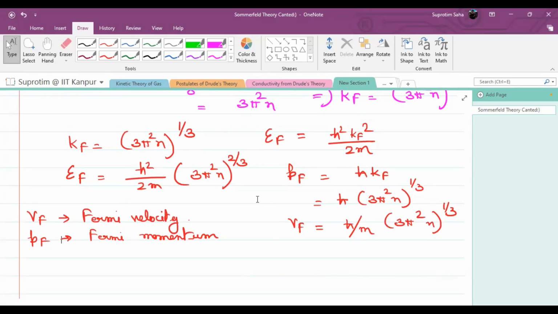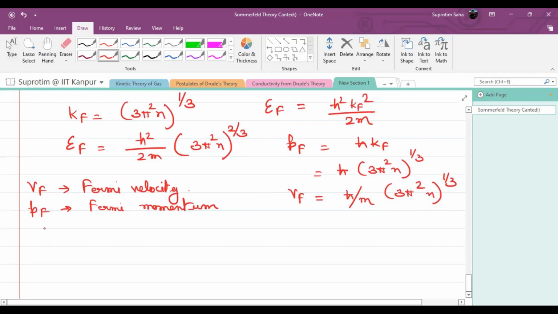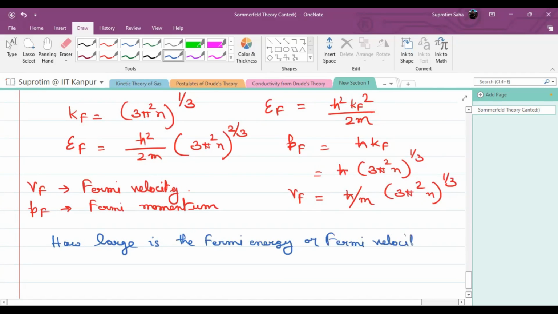So these all give you the values of the Fermi wave vector, your Fermi energy, your Fermi momentum, and the Fermi velocity. So now is the time to ask, what is the order of magnitude for the value of this Fermi velocity, the Fermi momentum, or the Fermi energy? So how large is the Fermi energy or Fermi velocity?